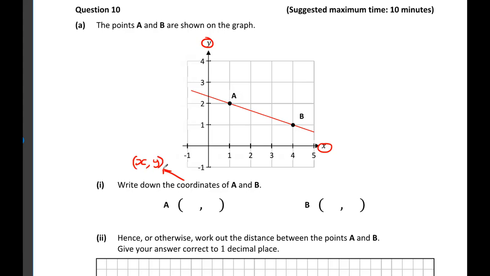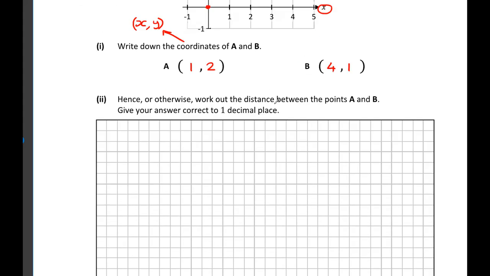Okay, so you go along the X-axis first. So I always start at the center. It helps you. Start here, start at the origin. So for A, we go across 1. So the X value is 1. And then we go up 2. So the Y value is 2. 1, 2. For B, 4, 1. And that's it. Get your marks.